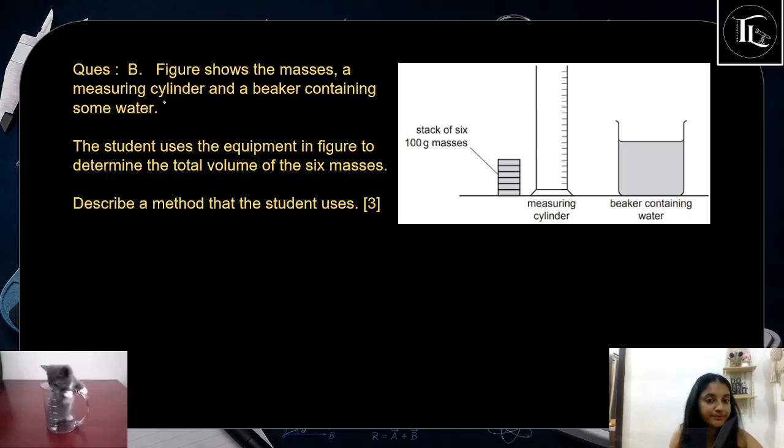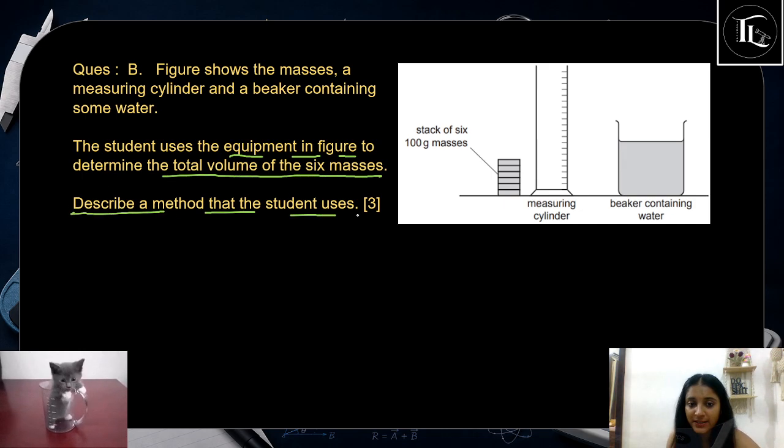Now, part B says the figure shows the masses, a measuring cylinder, and a beaker containing some water. The student uses the equipment in the figure to determine the total volume of the 6 masses. Describe a method that the student uses. So what will you do? We will use the measuring cylinder. We will partially fill it up with water, and then we will immerse all of those masses in that water, and then we will see how much the water rises.